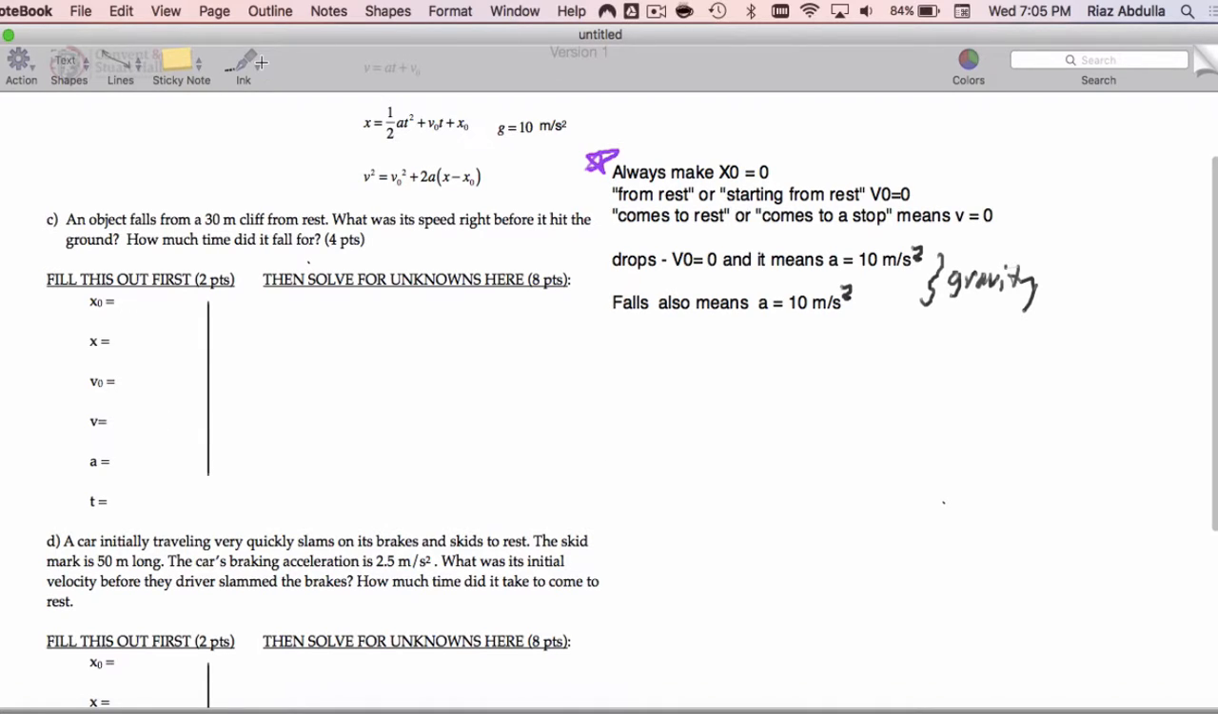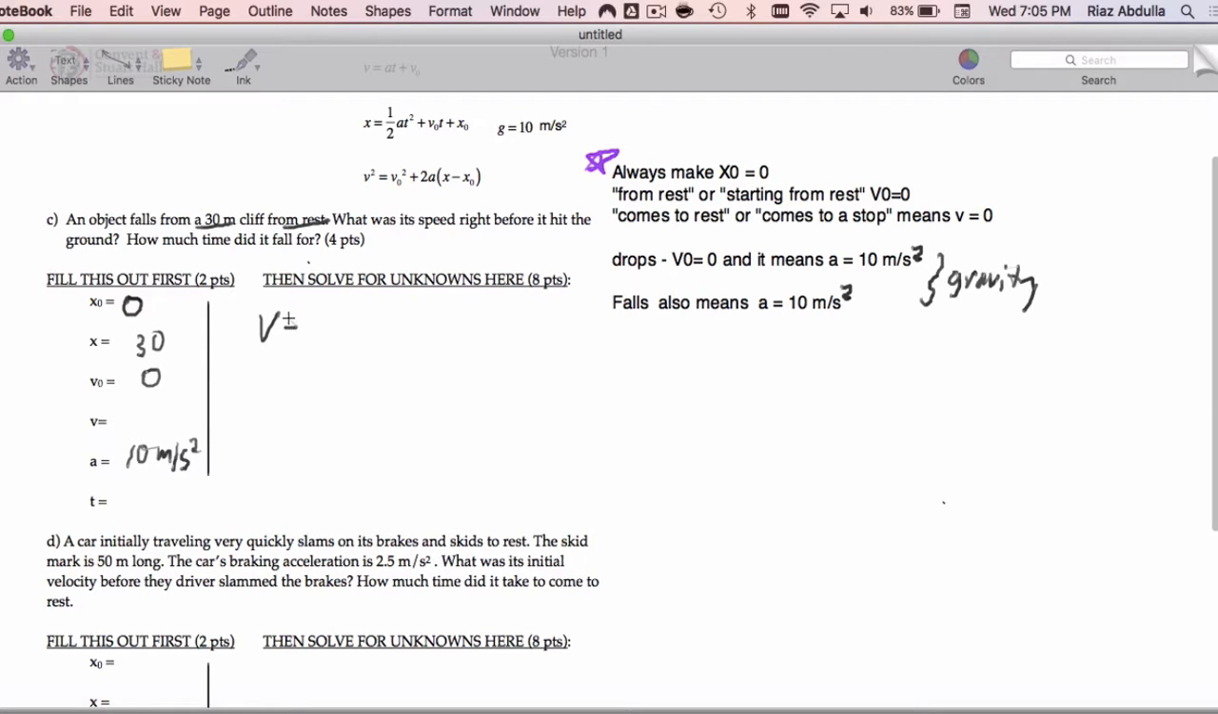So here's the idea. Our initial position, again, is always 0. We fall 30 meters. We fall from rest, so our initial velocity is 0. And we are falling, so our acceleration is 10 meters per second squared because of gravity. So let's get the speed right before it hits the ground.